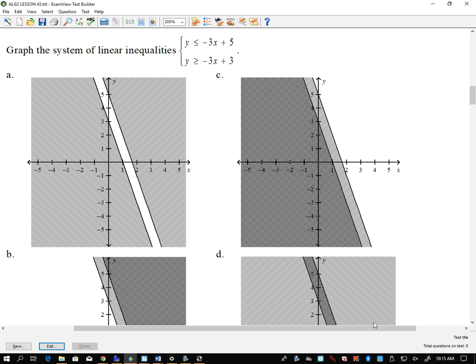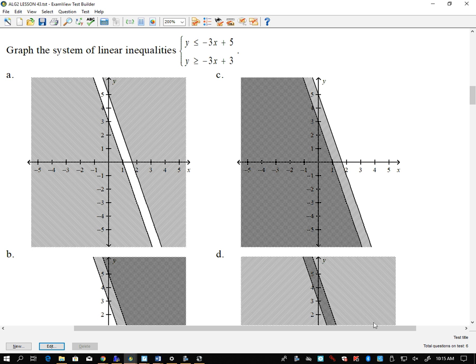We want to use 0, 0, right, for our first one? Is 0 less than or equal to 5? 0 is less than 5. So which side are we going to shade, the left side or the right side? Left, because we want to include 0, 0. Is there any graph in here that does not do that? A doesn't do that. B doesn't do that. So we're narrowing it down to C or D, correct?